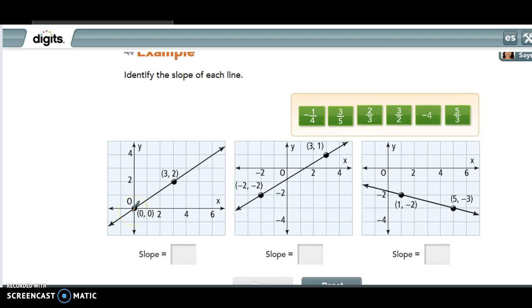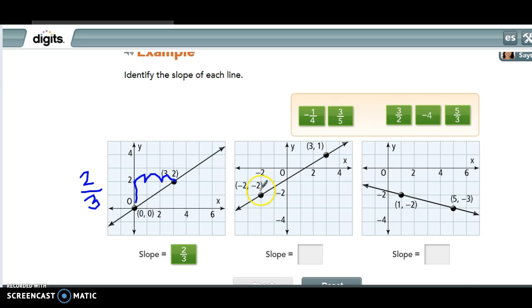Sometimes they'll give you the origin, and that's the easiest way to figure it out. So if you look at this origin, I rose up 1, 2. So your y is 2, and I went over 1, 2, 3. That means x is 3. So your slope will then be 2/3.